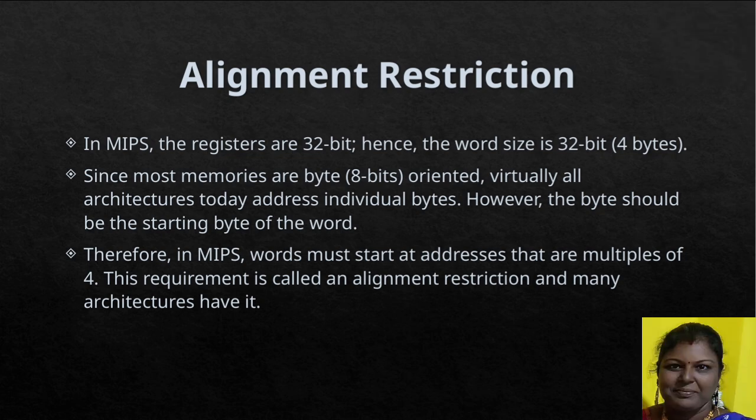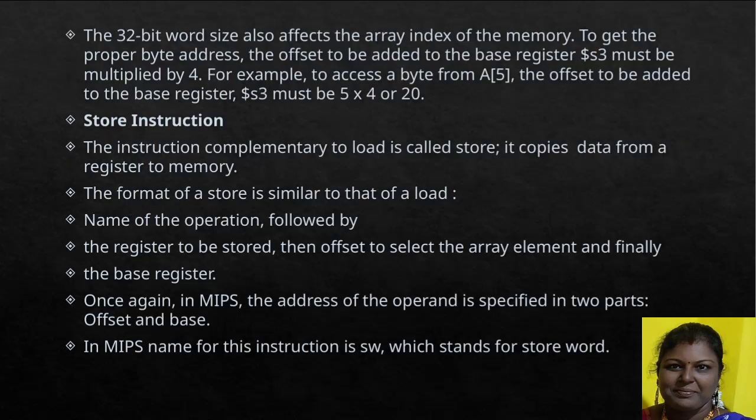When working with a 32-bit word size, the way we calculate memory addresses changes a bit. Since each word is 4 bytes, the offset we add to the base register needs to be multiplied by 4. So, to access the element A5, we multiply 5 by 4, giving us 20 as the offset. Now, the store instruction does the opposite of load. It copies data from a register back into memory. Its format is similar: operation name, register to store, offset, and base register. In MIPS, this instruction is called SW, or store word.